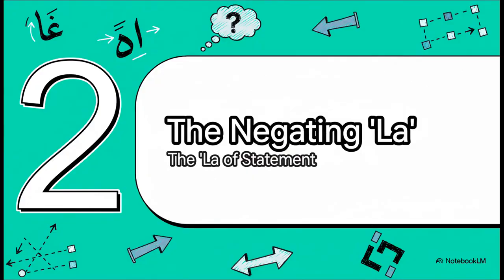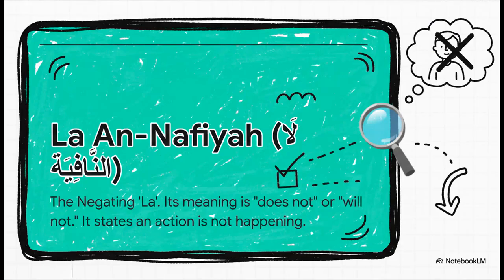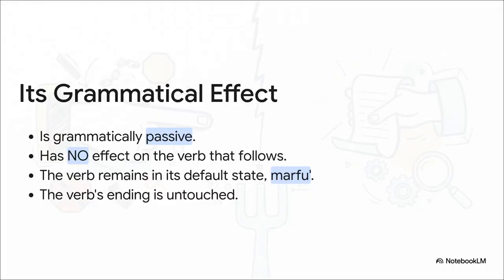All right, now let's talk about its twin, which builds a completely different meaning. This la isn't about giving orders at all. It's just about stating the facts. This one's called La-e-Nafi, the negating la. Its meaning is way simpler, just does not or is not. It doesn't command you, it doesn't forbid anything, all it does is report information. It just states that an action isn't happening or it won't happen. It's a simple negation.